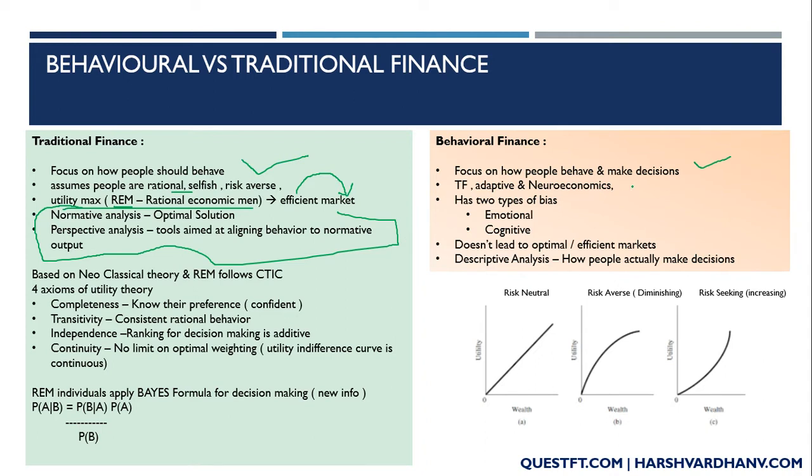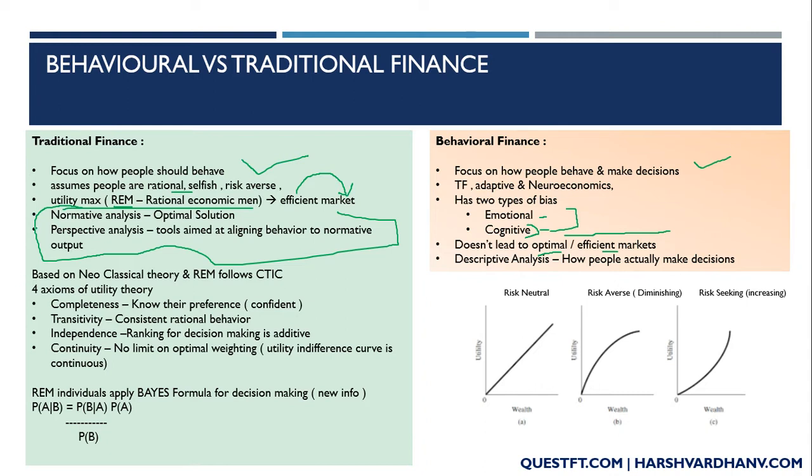We compare this with behavioral finance. Behavioral finance is based on biases, both emotional and cognitive. When we say emotional, it is based on feelings. Cognitive means based on knowledge. So if the investor is behaving abruptly because he doesn't have that knowledge, it's a cognitive bias. But if the investor is behaving differently only on the basis of his beliefs or his feelings, that is an emotional bias. Since it is emotional and has cognitive errors, obviously it will not lead to an optimal or efficient market, and there will be market anomalies.